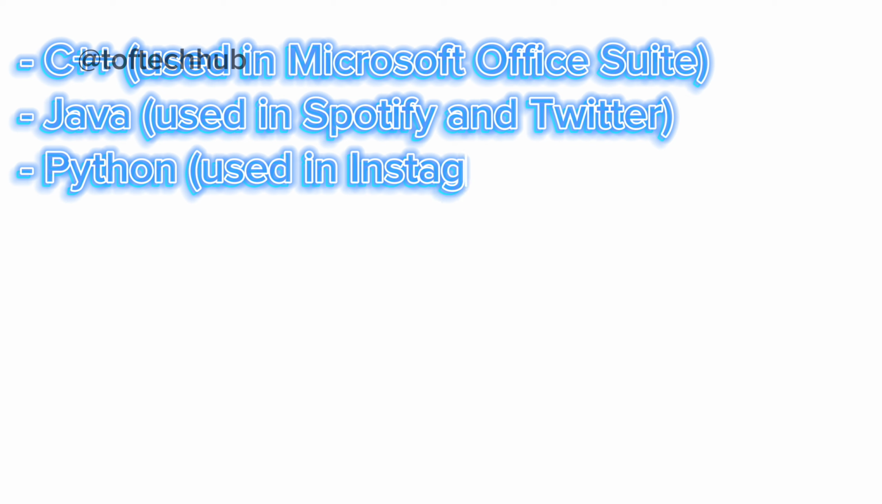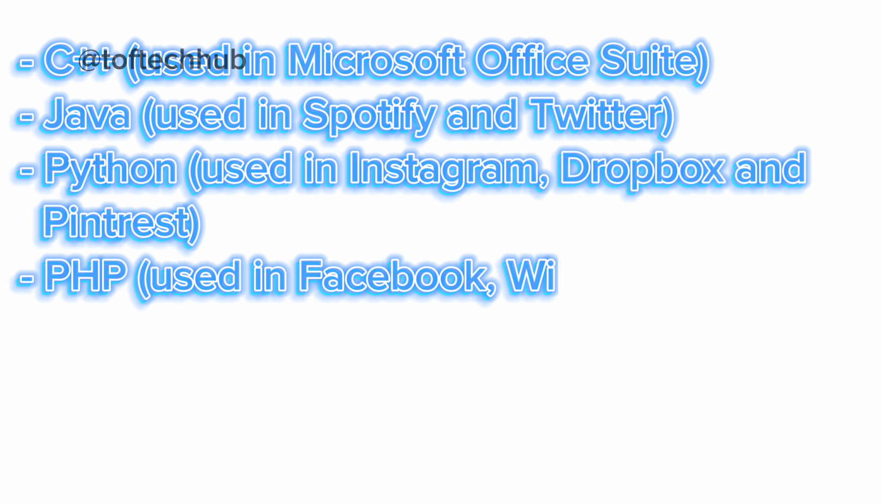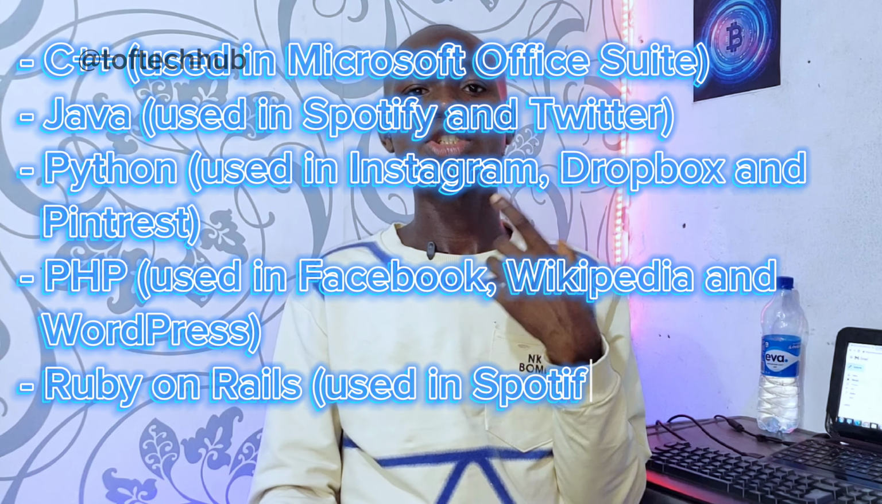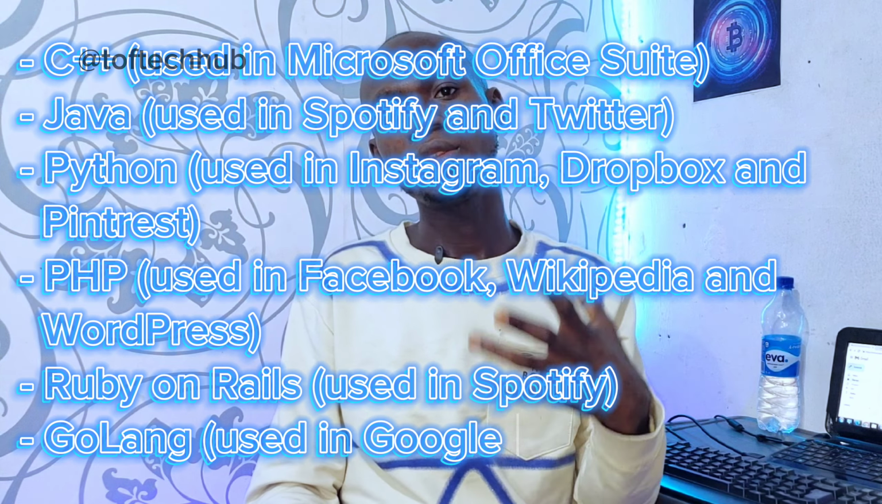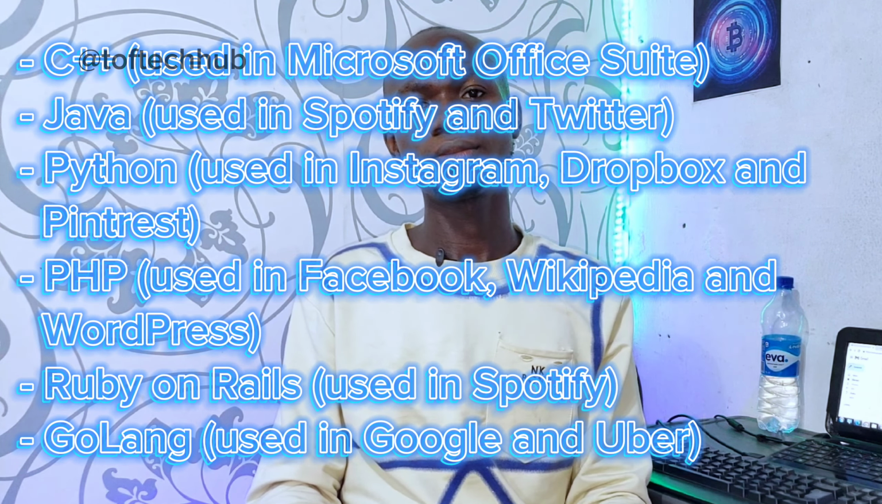We have Python, used for Instagram, Dropbox, and Pinterest. We have PHP, used in Facebook, Wikipedia, and WordPress. We have Ruby on Rails, which is used in Spotify. Then we have Golang, notably used in Google and Uber. There are quite a number of them. We have hundreds of languages, and new ones are being developed day by day.